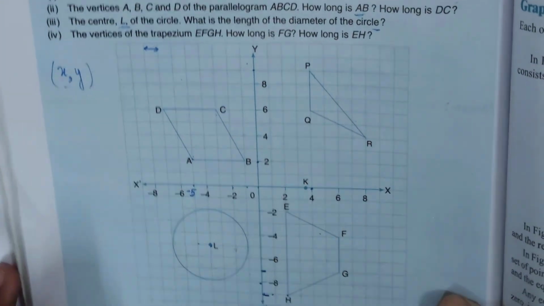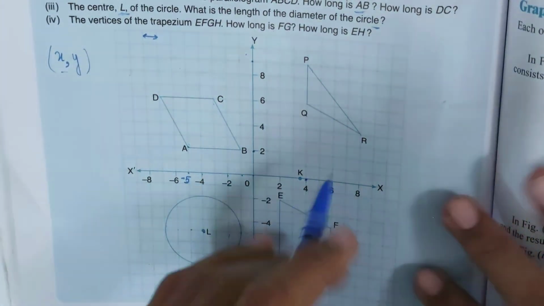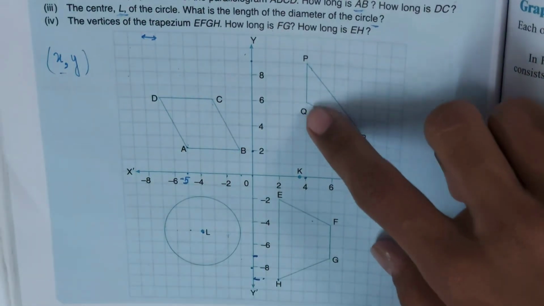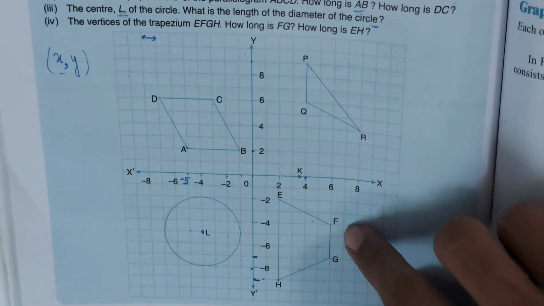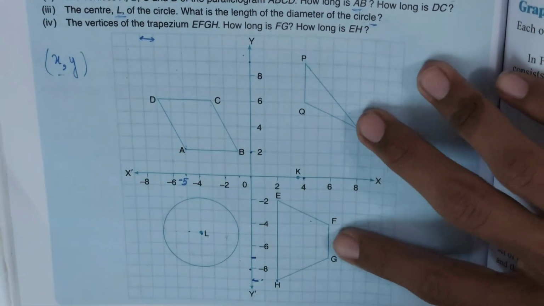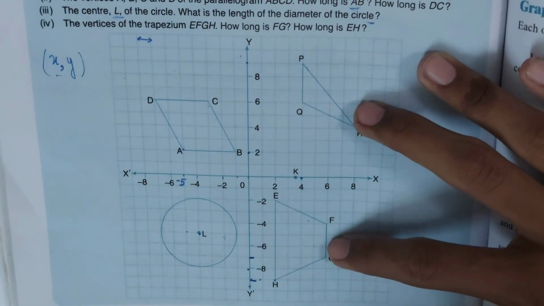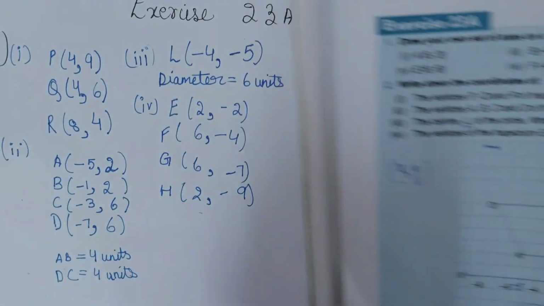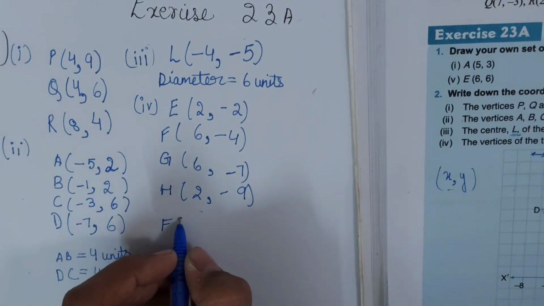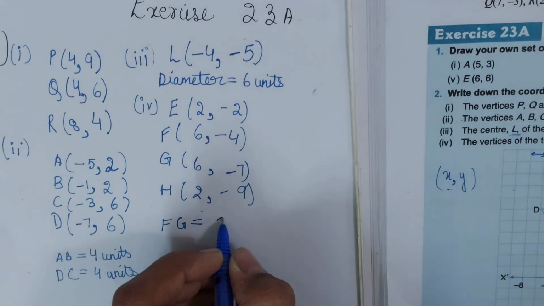Now look here, right? The second part says how long is FG. We have to tell the length of FG. FG is this point. Just count the units that are between them. 1, 2, 3, right? 3 units. So FG will be equal to how many units? 3 units. Fine.